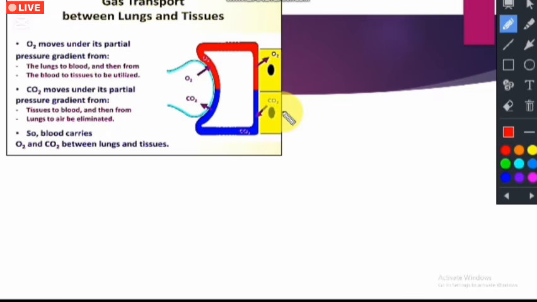So the diagram you have there shows you. You don't have a diagram? Look at this smart board.